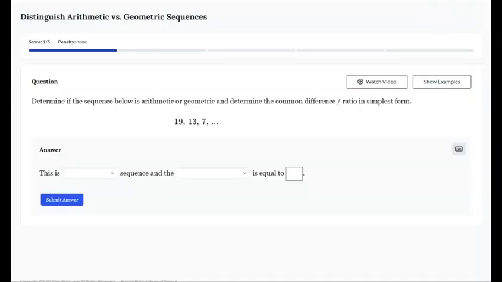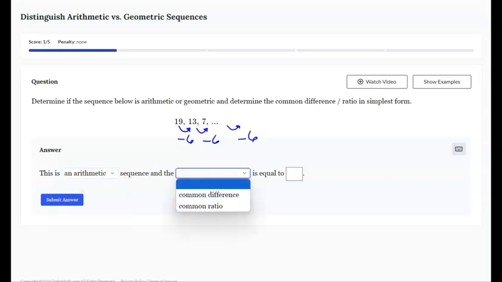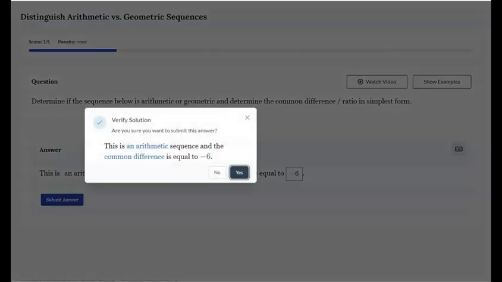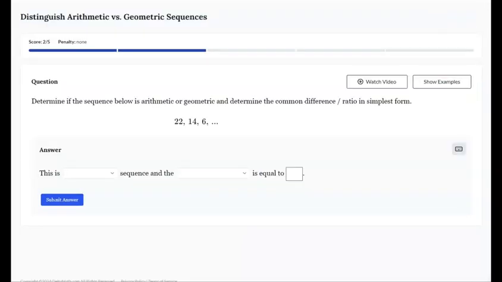One more time. We always try the differences first. -6, -6, -6 is the pattern. So that makes this arithmetic because it has a common difference, and that difference is -6. One last time. This one looks like it is subtracting 8, subtracting 8. So that makes it arithmetic because it has a common difference of -8.